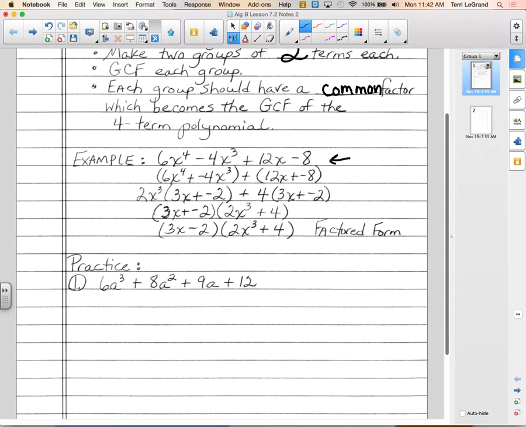So, it's a four-term polynomial. Step one, make two groups of two terms each, and I must have also changed to add the opposite in the same step. So notice how I made the two groups. What did I do? Put them in parentheses. So I have 6x to the fourth plus negative 4x cubed. That becomes a group. And 12x plus negative 8, that becomes the other group.